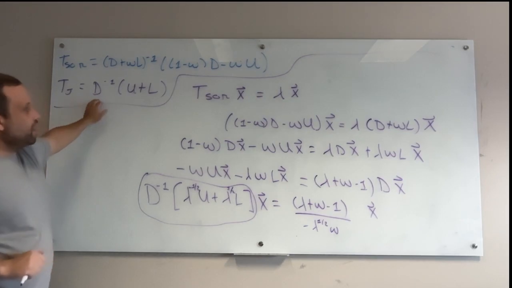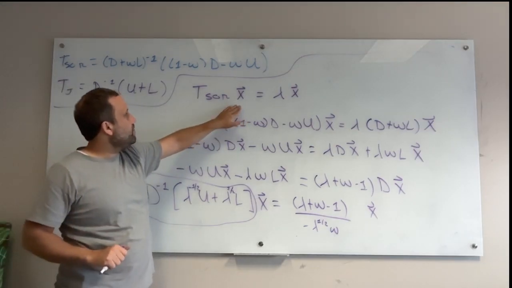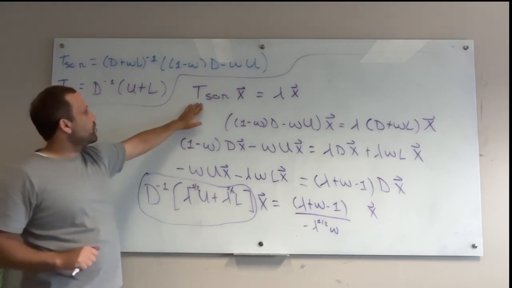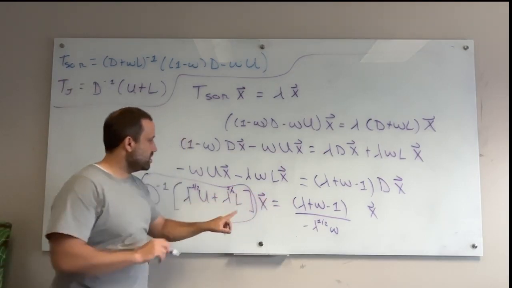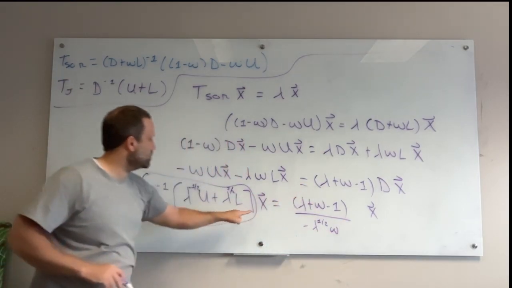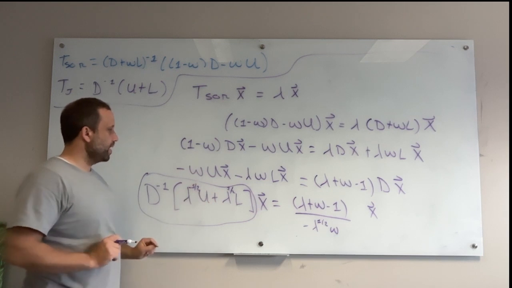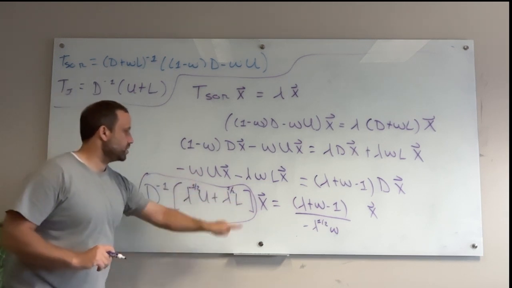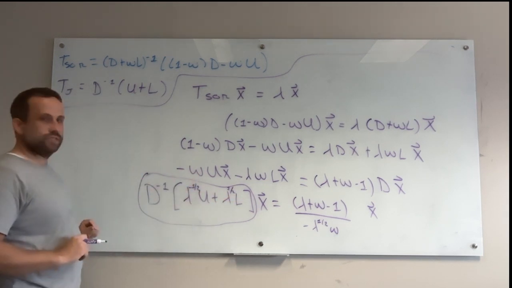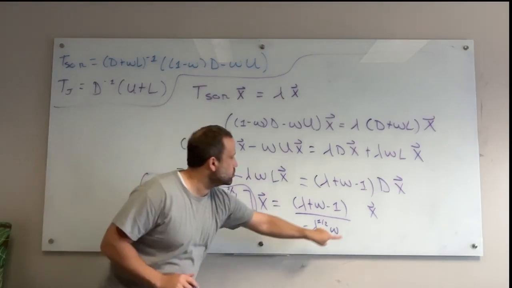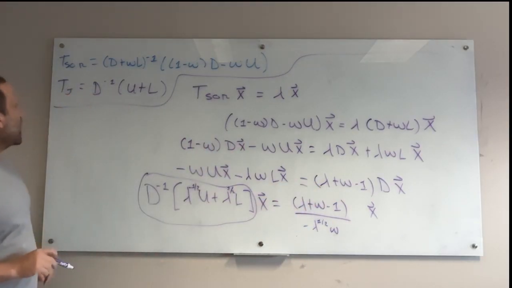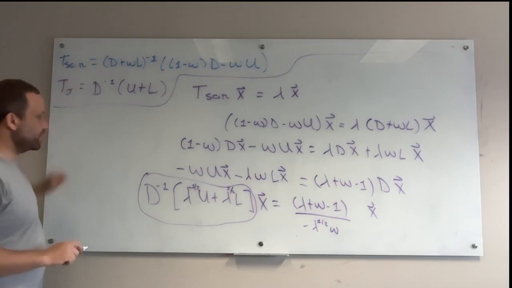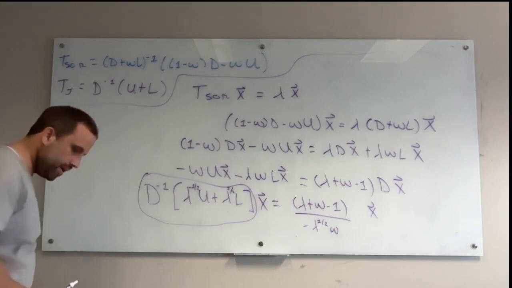It says, okay, if lambda is an eigenvalue of the iteration matrix for SOR, then this right here is an eigenvalue for this matrix, but we know all the eigenvalues for this matrix are eigenvalues for this matrix. So in other words, this quantity right here has to be an eigenvalue for this iteration matrix right here. So let me summarize that.